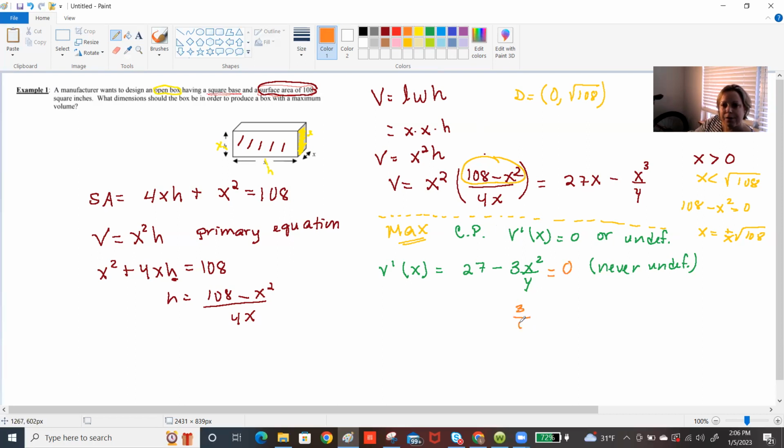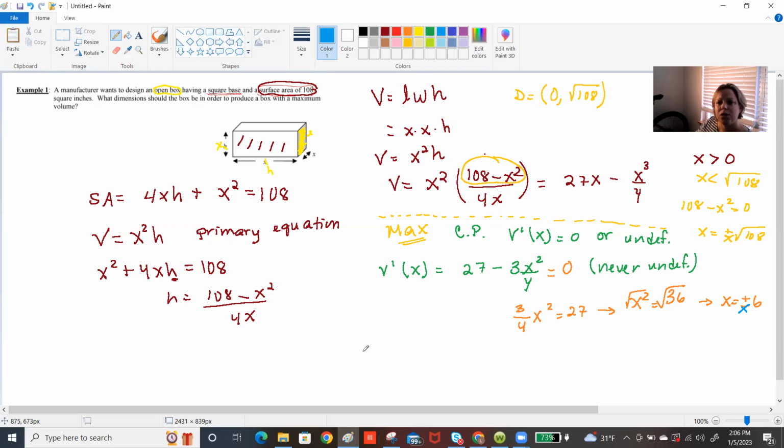So we have 3/4 x squared equals 27. From this, we get x squared equals 36. We take the square root on both sides, and we get that x equals plus or minus 6. But because we are talking about sides, we do not use the negative. So now we have part of the information. We would like to say, oh, so x is 6, and then we can find h. But we first need to make sure that this is a maximum.